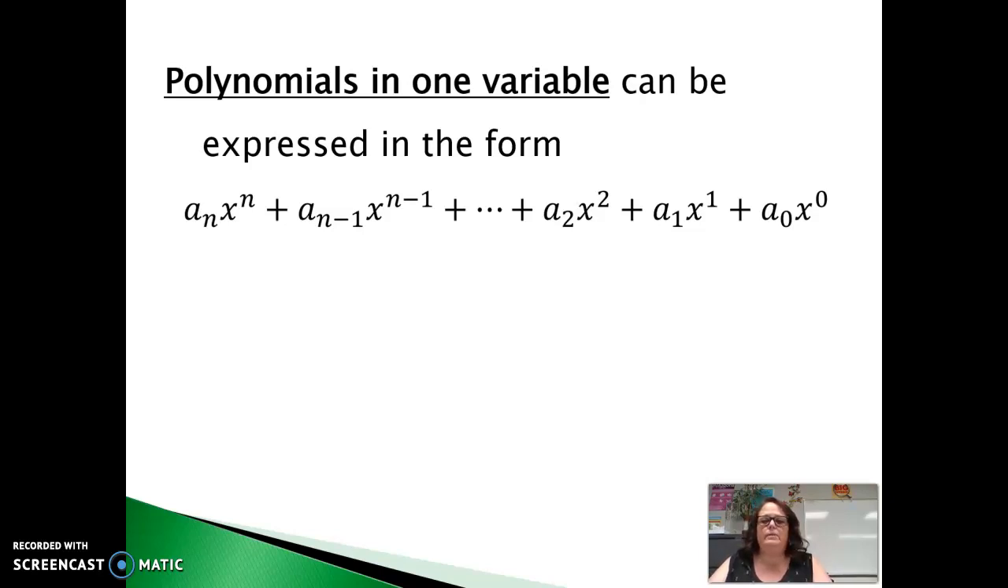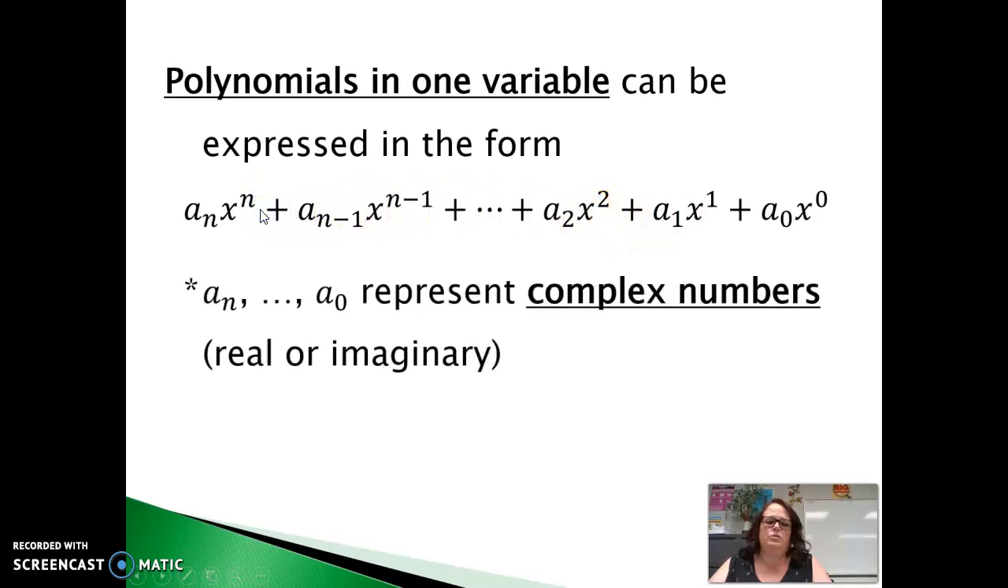Now I know it looks a little bit scary, but all it's saying is like x to the 0 is just 1. So it's a constant, and then we've got something times x to the first, times x to the second, all the way up until whatever letter that you want. So the a sub n and the a sub 0 represent just complex numbers. They could be real or imaginary. And so the first term can't be 0, and then n has to be greater than or equal to 0.